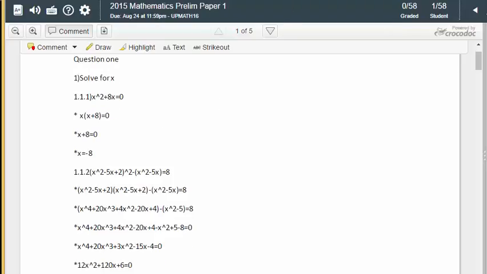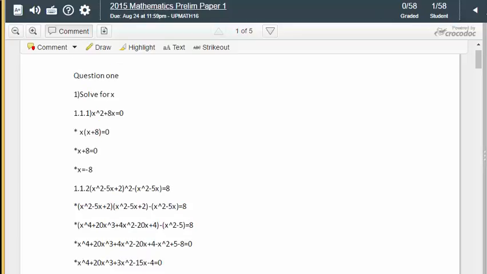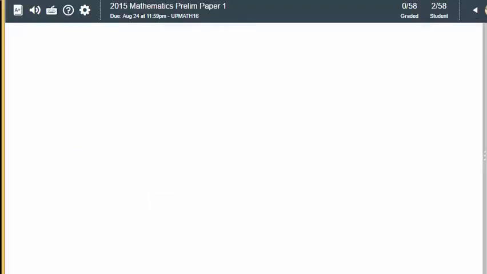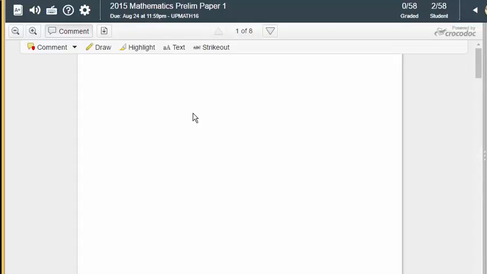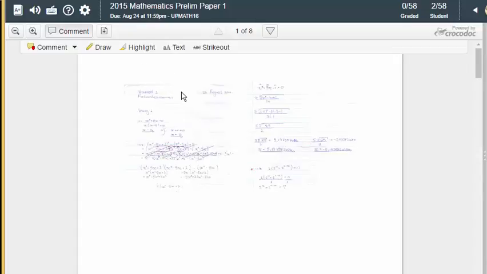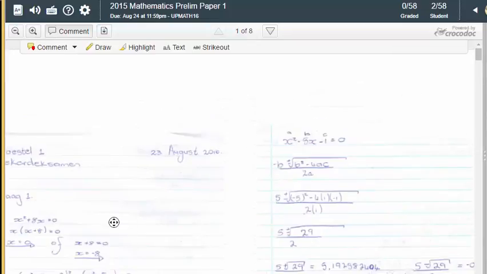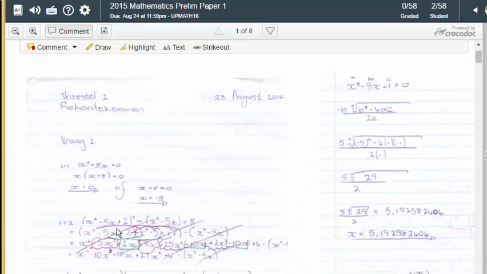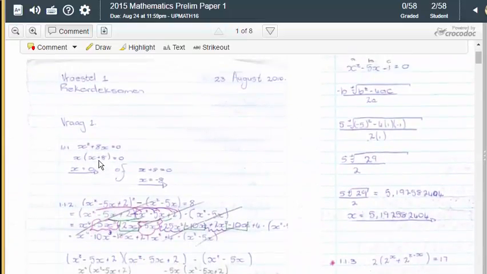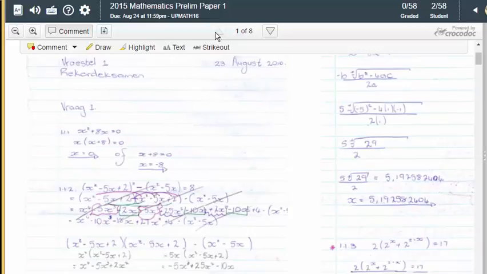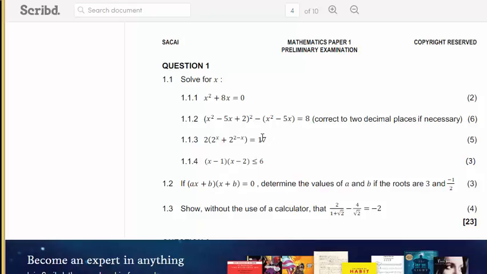But in this case, let me just go to the other student. Other student submission here. There we go, it's a little bit small. Here you can see she did it exactly right. There's an x is equal to 0 and there's an x is equal to negative 8. Well done.